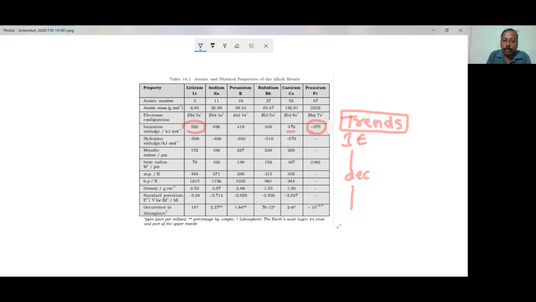Otherwise, you can write them like this: lithium greater than sodium greater than potassium greater than rubidium greater than cesium greater than francium. This is called short notes. Short notes are very important for the board exam.